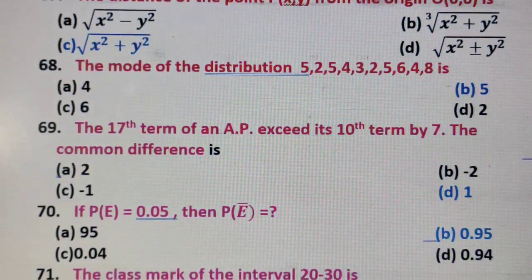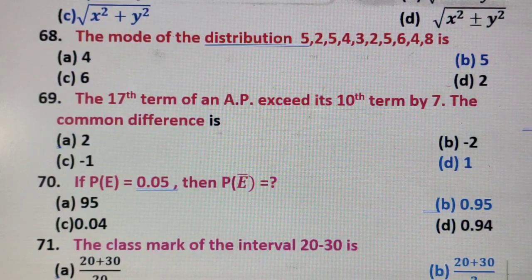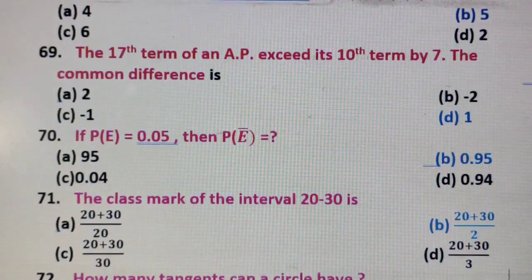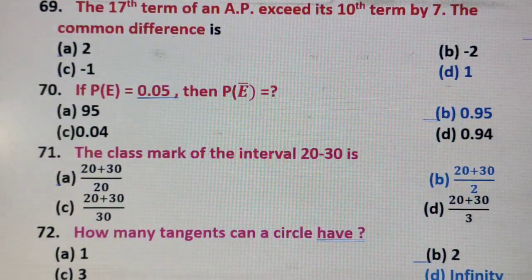If 17th term of an AP exceeds 10th term by 7, the common difference is? If we take the first term A, common difference D, then 17th term A plus 16D exceeds A plus 9D by 7, that is A plus 16D minus A plus 9D equal to 7, that is D equal to 1. If P(E), probability of an event, equals 0.05, then P(E bar) is complementary, that is 0.95. The class mark of the interval 20-30 is 25, that is 20 plus 30 by 2.